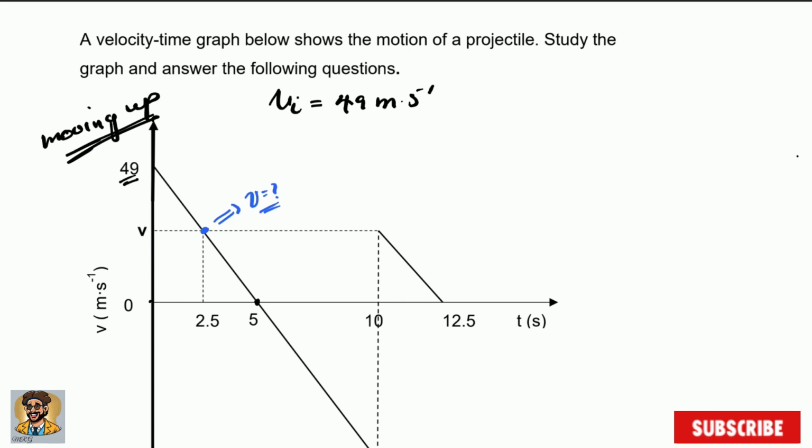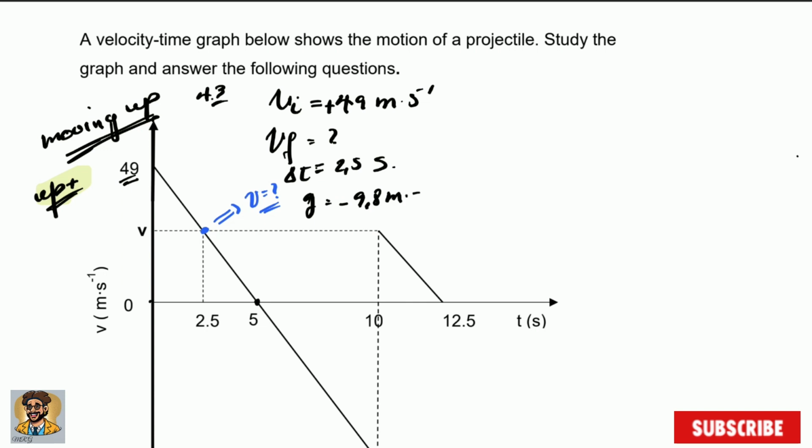In this specific graph they took up as positive. It was not taken by us, but rather by the person who drew the graph. So here it is positive 49. The final velocity is the question mark, which we're looking for, and the time is 2.5 seconds. This is for question 4.3. What else do we have? The acceleration due to gravity is equal to negative 9.8 meters per second squared, negative because up is positive.